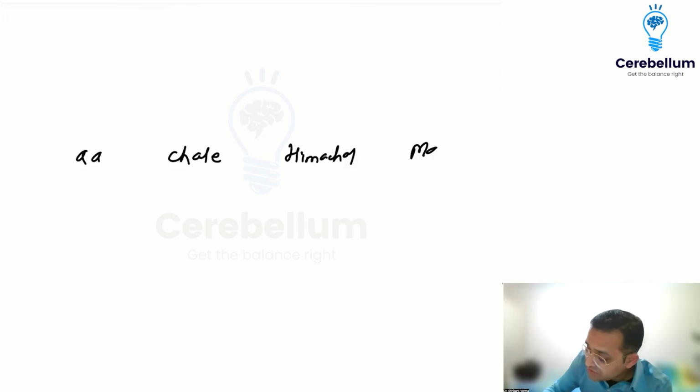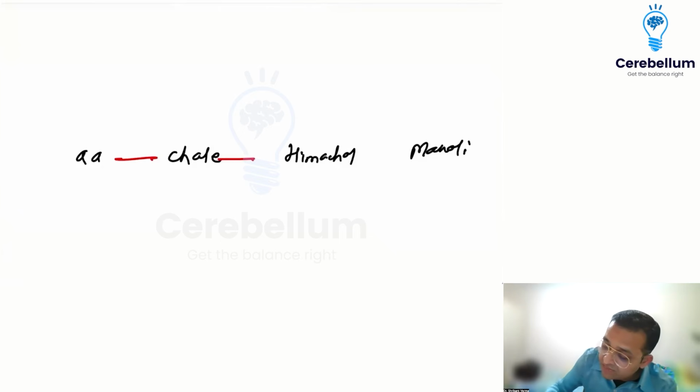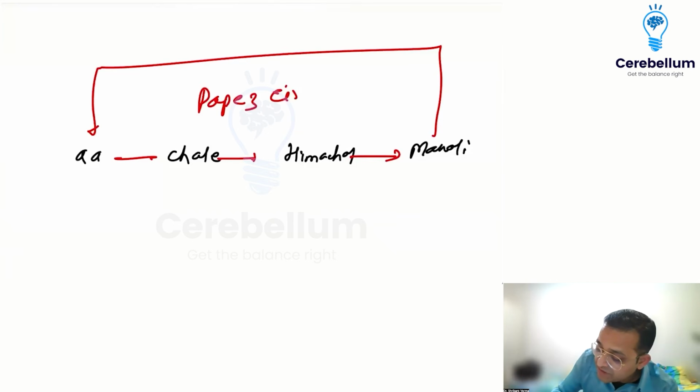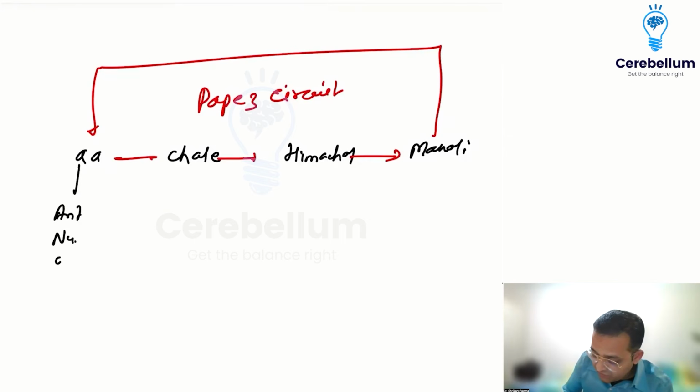Himachal Pradesh, and then you have to say Manali. Chale Himachal Pradesh, Manali, then again come back and again say the same thing. So this is the Papez circuit. I told you this pathway, sir, in between. For A, this is the anterior nucleus of what? Thalamus. Chale, this is our cingulate gyrus.